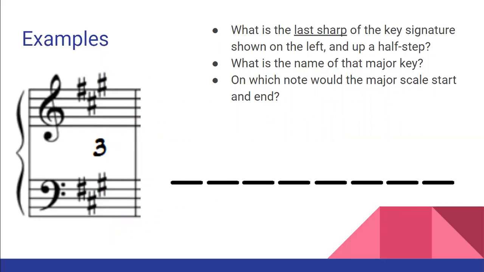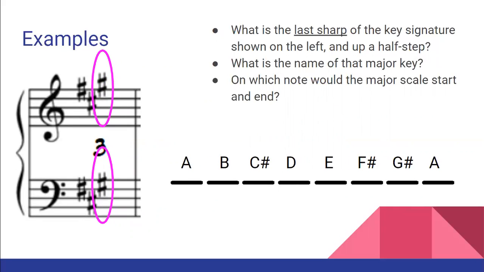This time, 3 sharps. What's the last sharp? G sharp. What is a half step up from G sharp? A. So that's the letter we're going to start on for our scale. You'll notice that F sharp, C sharp, and G sharp are all found in this scale instead of the natural versions because it's in the key signature.